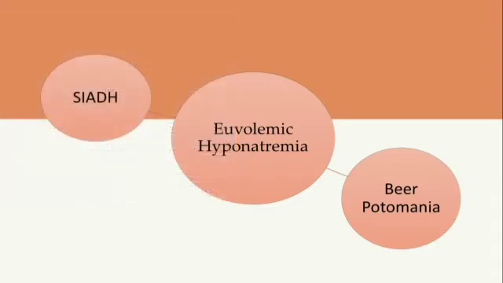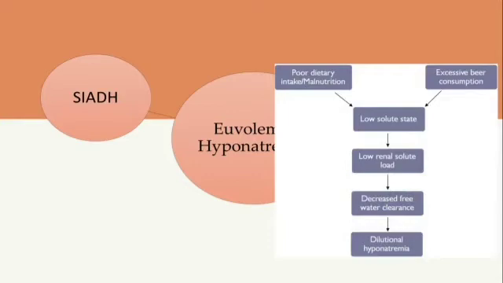The other cause of euvolemic hyponatremia is beer potomania: chronic beer consumers that are malnourished, have low protein levels, decreased solutes, and have lots of fluid in their body. This leads to fluid overload and suppression of ADH, causing increased water excretion. Over time, the kidney will adapt and promote water and solute retention. This will then result in a euvolemic state.